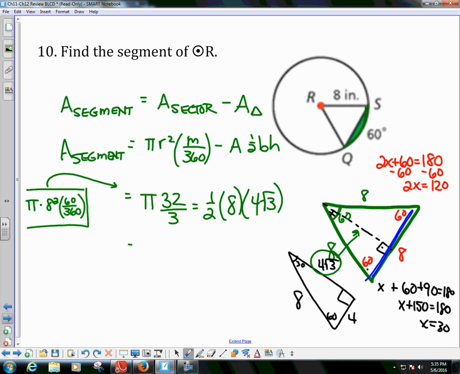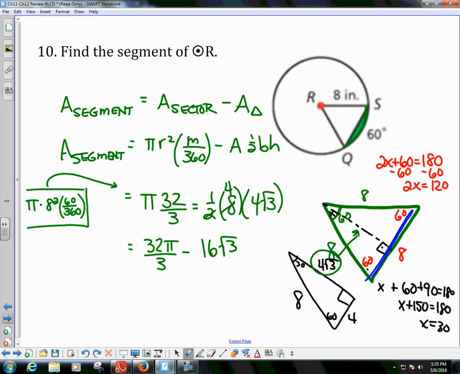All right, I'm going to bring down 32 pi over 3. 1/2 times 8 is 4. So now I have 4 times 4 times the square root of 3. When I multiply anything involving a radical, anything outside the radical stays on the outside of the radical. Anything inside the radical stays inside the radical. So 4 times 4, those are both outside the radical. 4 times 4 is 16. And then 3 is inside the radical, so it stays inside.